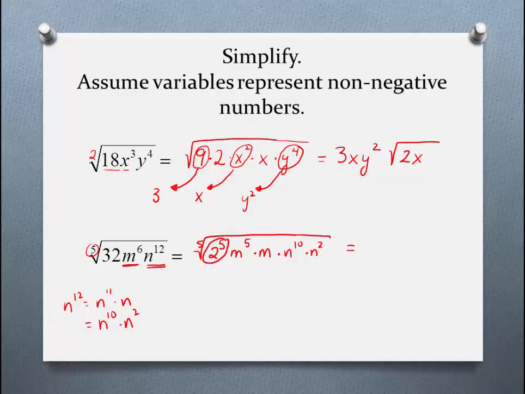So this one is going to come out of the radical in its simplified form, which is 2. The fifth root of m to the fifth, that's going to come out of the radical in its simplified form, which is m. And the fifth root of n to the 10th is going to come out of the radical as n squared. So 2mn squared outside of the radical, and then I still have a fifth root of mn squared left.